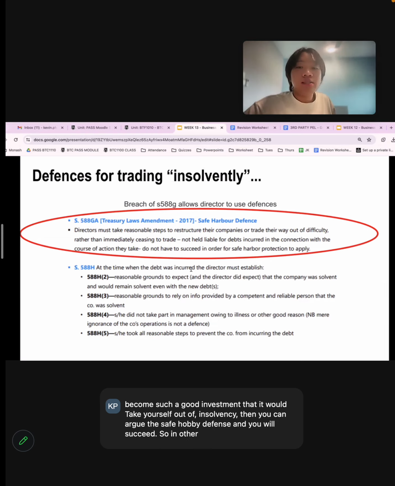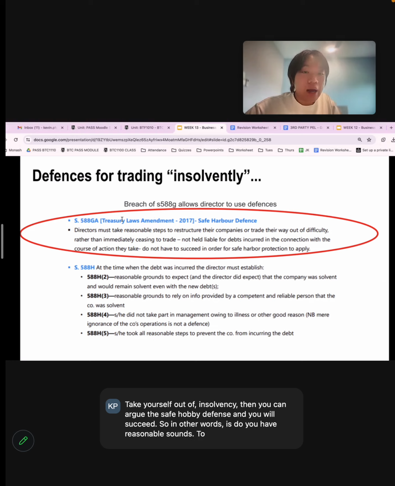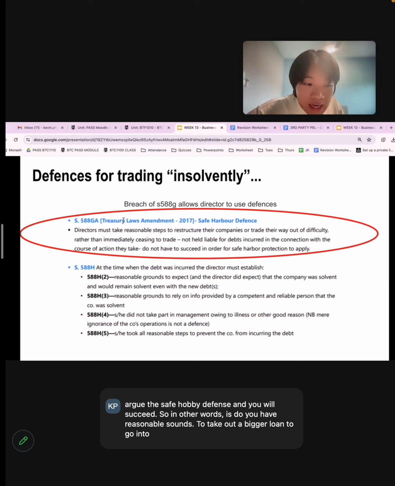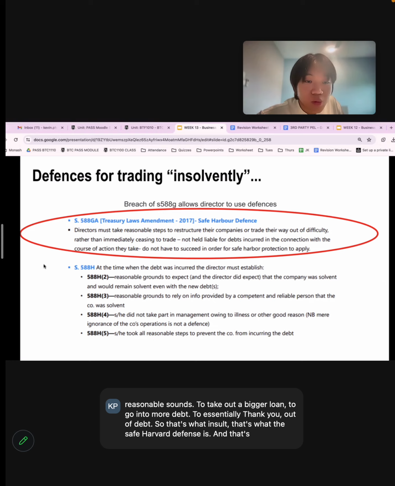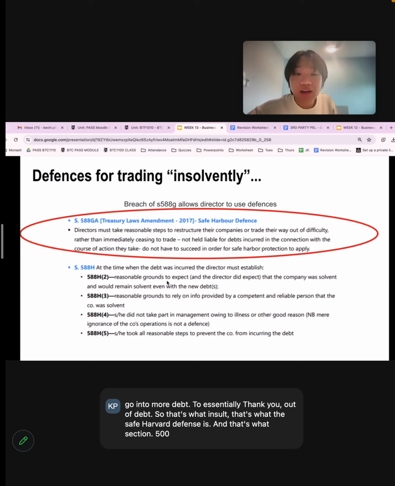So, in other words, do you have reasonable grounds to take out a bigger loan, to go into more debt, to essentially dig yourself out of debt? So that's what the safe harbor defense is. And that's what section 588 is, a lot of it as well. So that's what a lot of it argues.